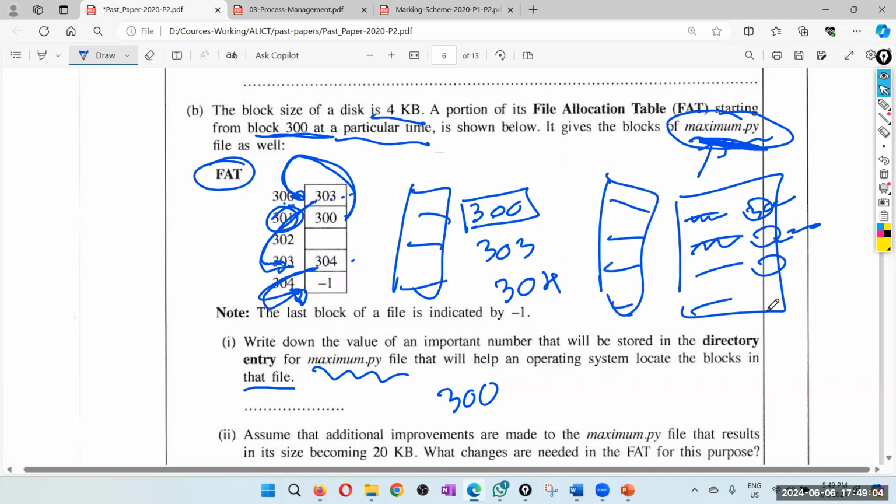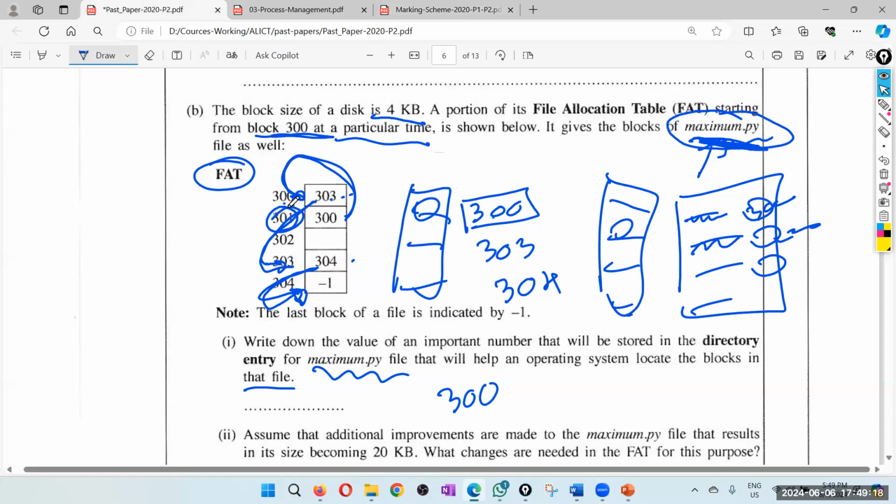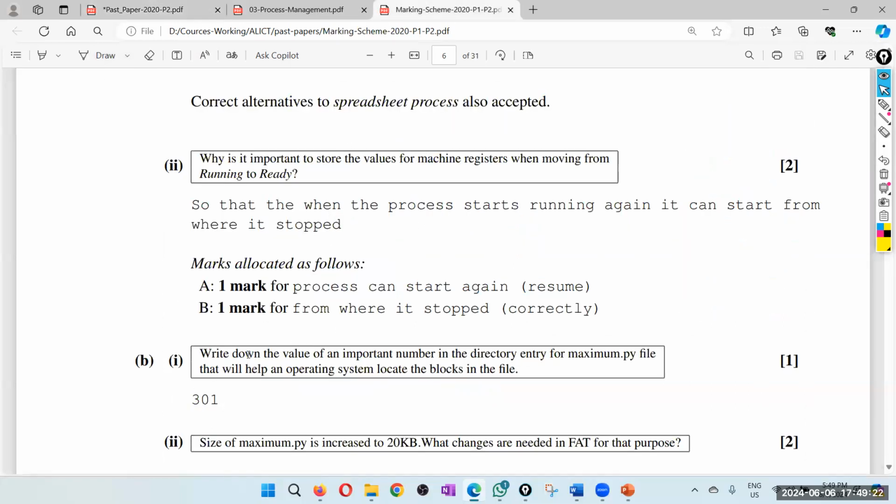So your directory management part must keep track of, for each and every file, what is the starting block. So for this file, the starting block is 300. So therefore, answer is 300. Okay. So the answer is 301. Okay. So that is how it comes 301.